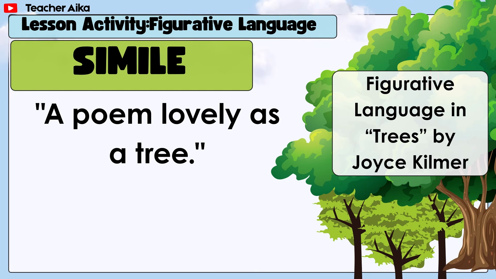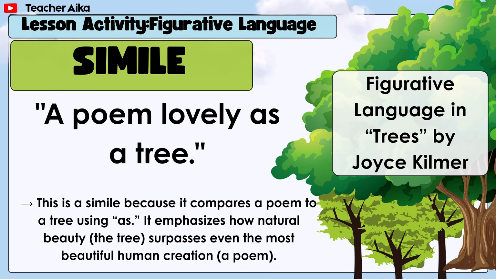And here's the figurative language used in the poem. Simile: a poem lovely as a tree. This is a simile because it compares a poem to a tree using as. It emphasizes how natural beauty, or the tree, surpasses even the most beautiful human creation, a poem.